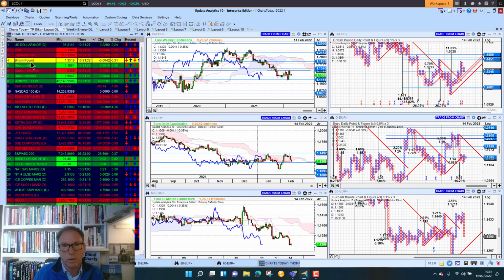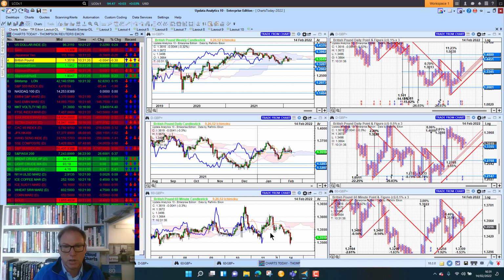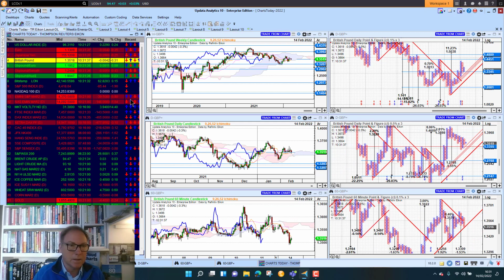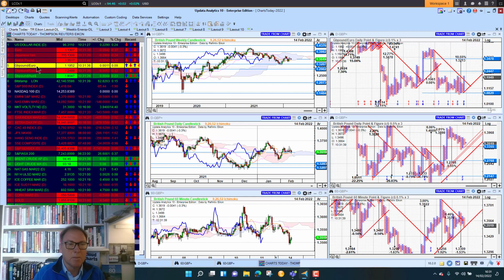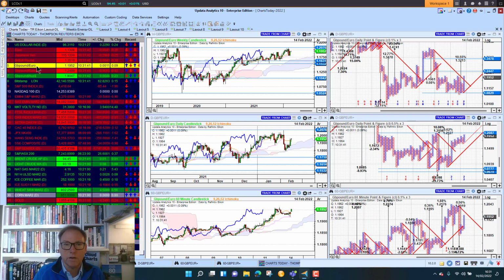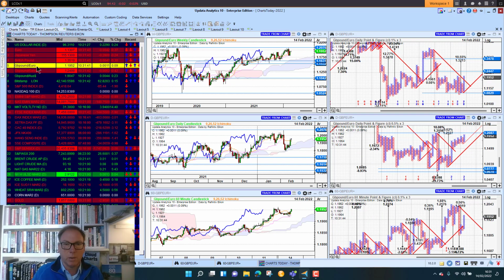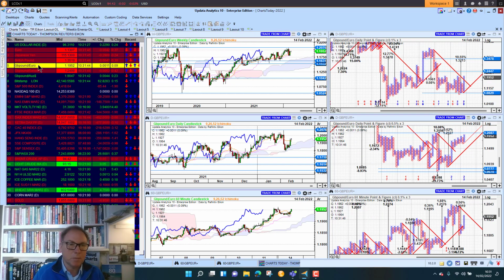Sterling is also looking weaker against that stronger dollar. Short-term, we've fallen below the cloud, so they're seeing a bit of pressure there, but up against the euro. So if you like, it's dollar strength, euro weakness, sterling sitting in the middle.